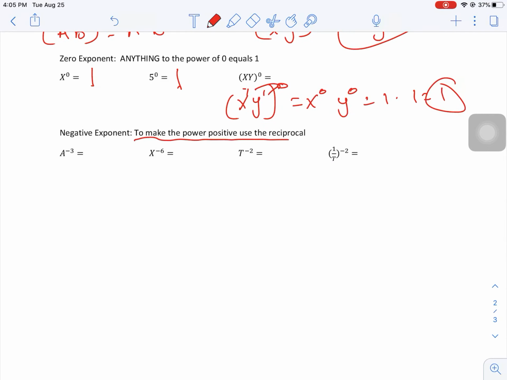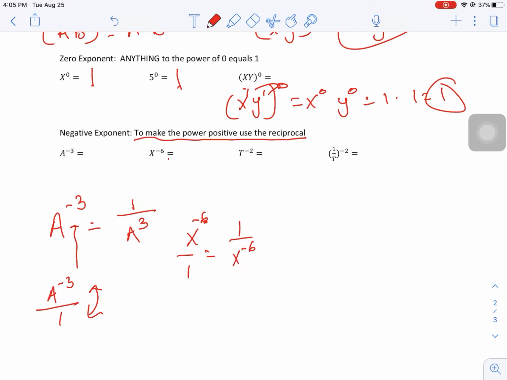Okay? And now anytime you have a negative exponent, to make the power positive, you use the reciprocal. Okay? So we always want our exponents to be positive. So a to the negative 3rd, to make the exponent positive, we just do the reciprocal. We do 1 over a to the 3rd. So really, a to the negative 3rd is really over 1. Everything is over 1 if it sits by itself, so you just flip it. Okay? So if we take this, it's really x to the negative 6 over 1. We flip it. 1 over x to the 6.